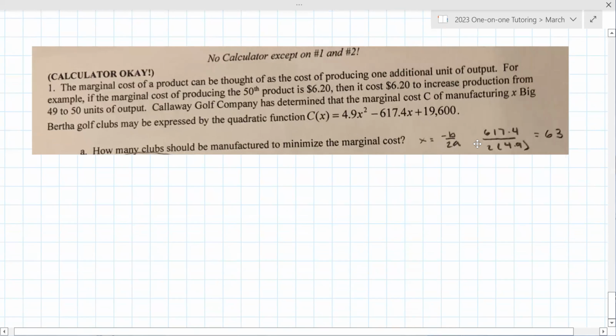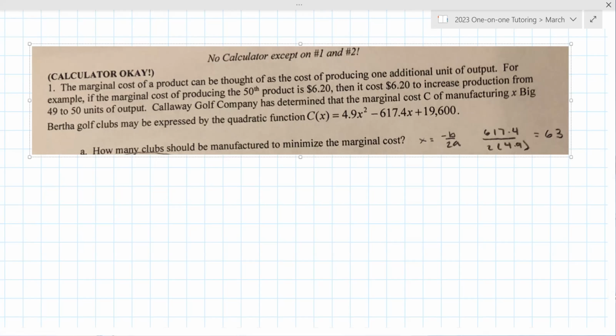All right, calculator, okay. Are you using a TI 83, 84? It's an 83. Okay, and can I show you how to do it on the calculator, or do you already know how to graph this? You can show me how to do it on a calculator. Okay.